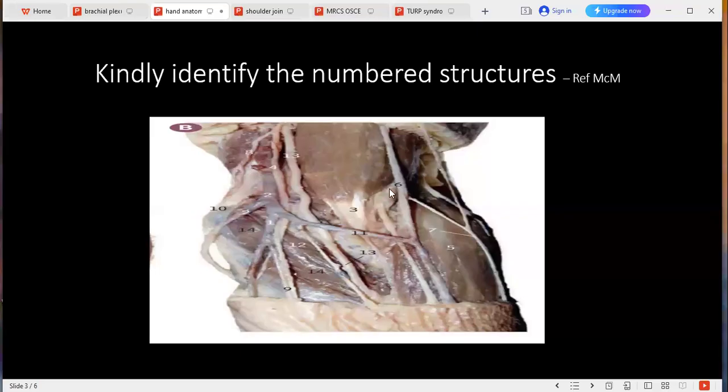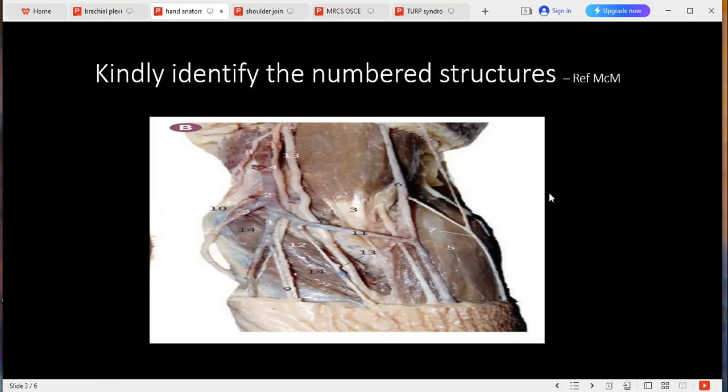Excellent. If you can now look at the image and identify number 6 for me, please. This is the basilic vein. Cephalic vein. Yes, it is the cephalic vein. Number 11, if you can identify it, please. It's the median cubital vein. Very good. And one last one, number 2. This is the basilic vein. Very good.